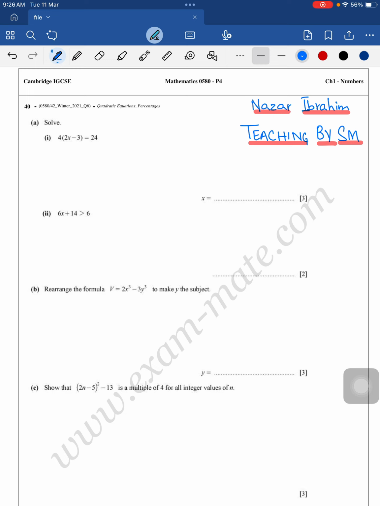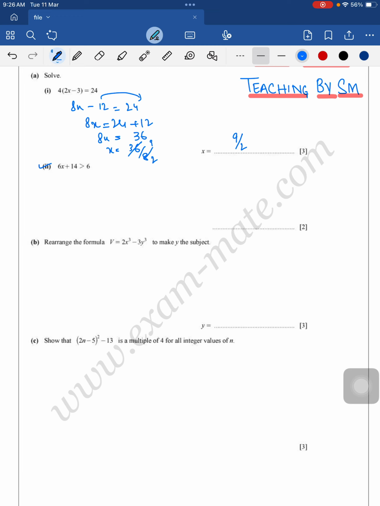So starting from question number 40, we have an algebraic equation. We have to simplify it and solve it. So 4 multiplied by 2x will be 8x, and 4 multiplied by 3 is 12, 24. So 8x minus 12 goes over there, 24 plus 12. So 8x is equal to 36, and x is equal to 36 upon 8. Since 36 and 8 are both multiples of 4, 4 9s are 36 and 4 2s are 8, it will be 9 upon 2.